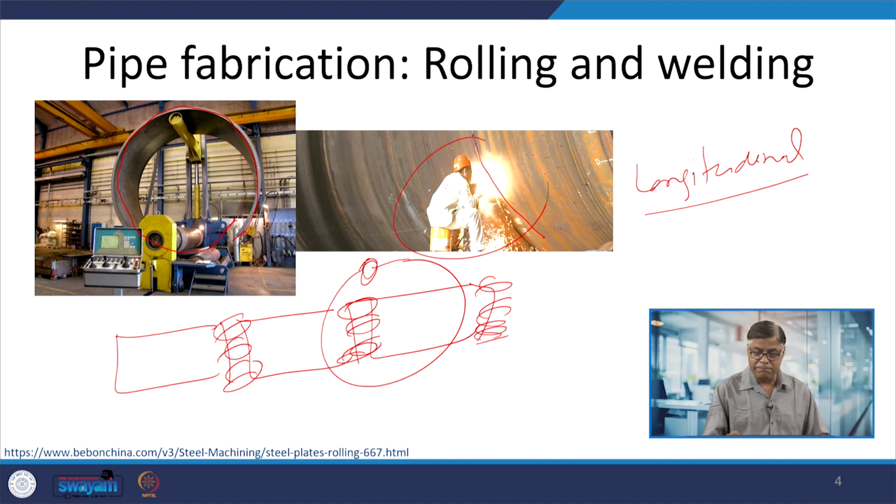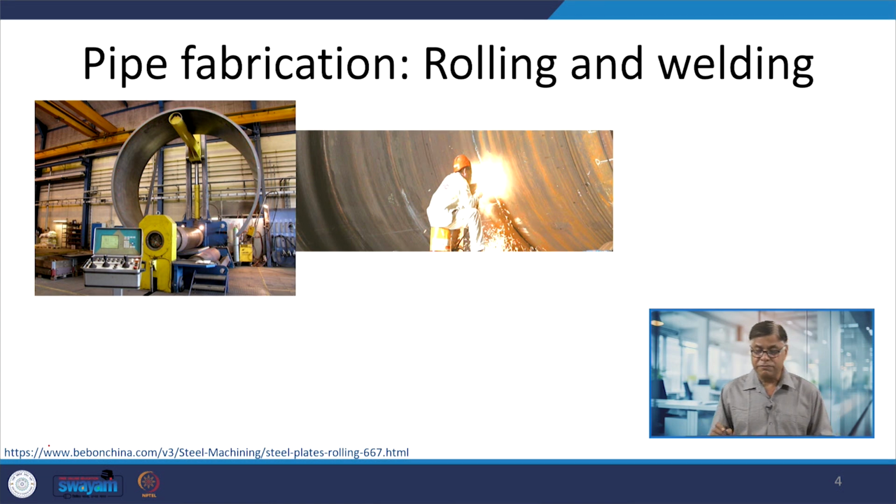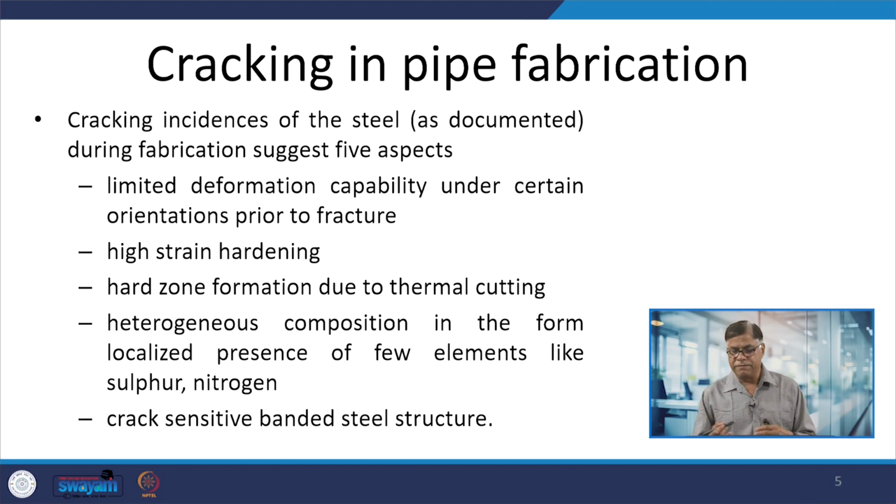So, this is an example where the circumferential weld is being made. Okay. So, this is the typical approach of making the pipe which is used. So, initially efforts were made to find out what would be the typical regions for the cracking of the pipes during the fabrication. So, it was found that it is possible in steel, in a very localized way, to have very limited ductility.